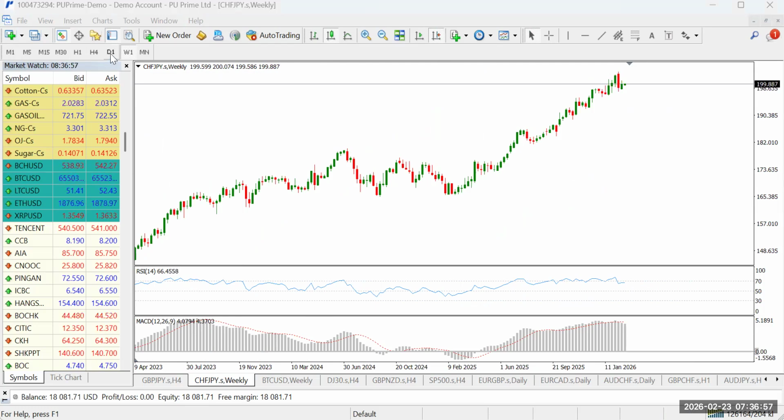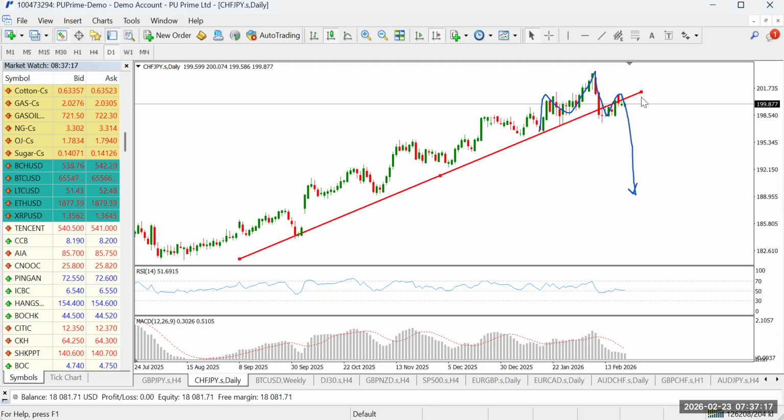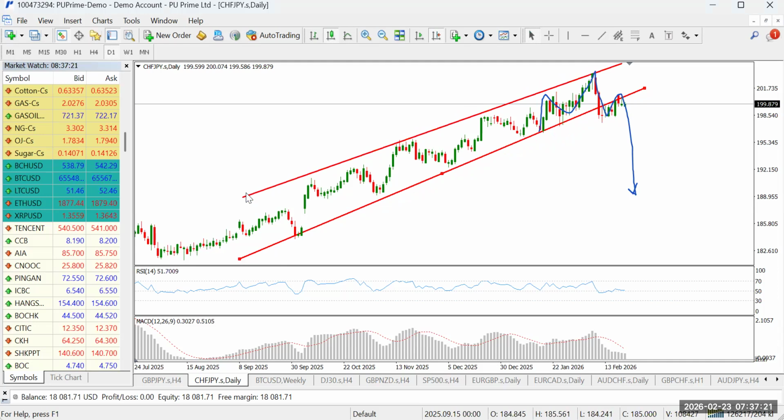Last week was a slightly bullish movement, but with a bearish engulfing, we should have a downward movement. And just like the AUDJPY, I'm seeing a head and shoulder pattern, which can lead to a major bearish movement. Again, we have a rising wedge pattern right here to support a bearish movement.